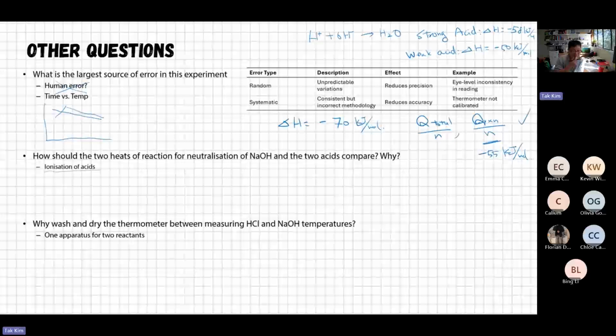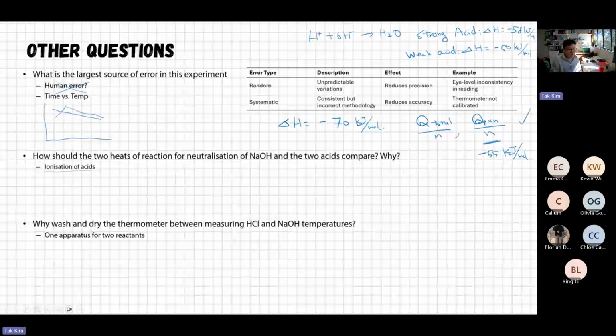And the last one, why wash and dry the thermometer between measuring HCl and NaOH temperatures? I'm sure you already know the answer. Without washing and drying properly, you are actively contaminating your reagent. Because of that, the energy from the reaction in the calorimeter, or in the system, will be smaller than what you expect to have, right?